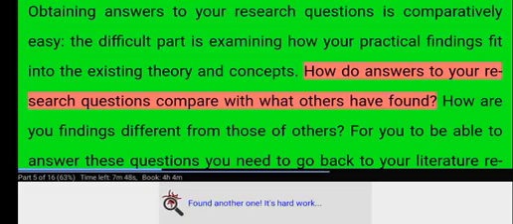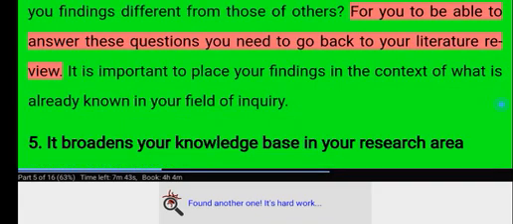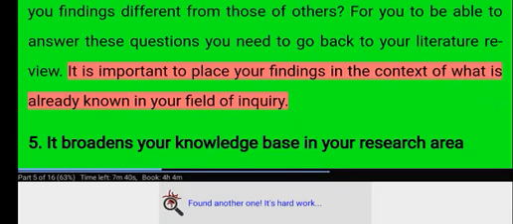How do answers to your research questions compare with what others have found? How are your findings different from those of others? For you to be able to answer these questions, you need to go back to your literature review. It is important to place your findings in the context of what is already known in your field of inquiry.